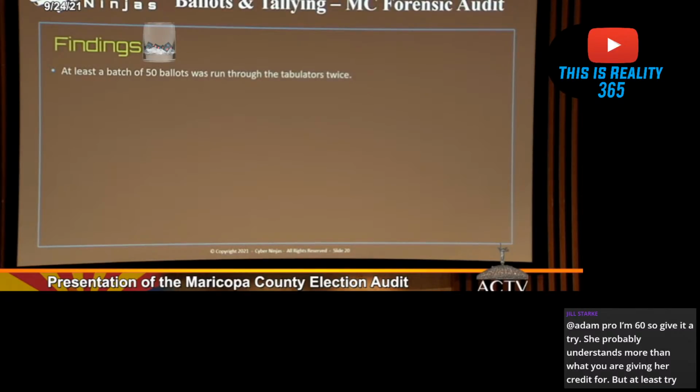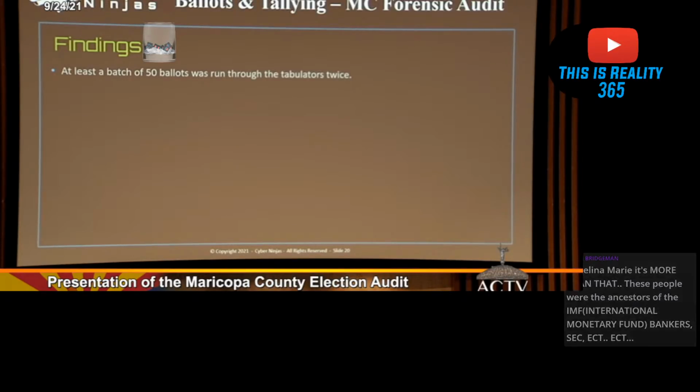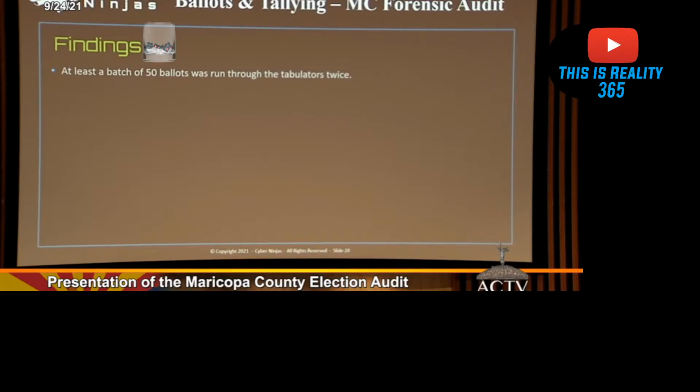So we did have at least a batch of 50 ballots that was run through the tabulators twice. This is specifically when they took the Dominion tabulators, they had the same batch and it was run through more than one time. We found this because through our various counts, we had very clear confirmations of how many ballots were supposed to be in a box. And when we compared our results against the cast vote records, we were roughly 50 off, and that made us go take a look at the Dominion images.